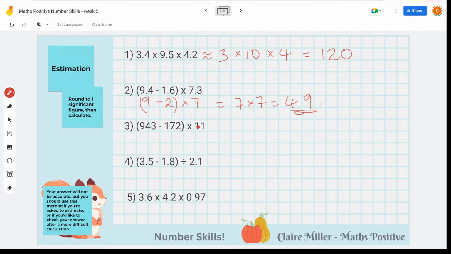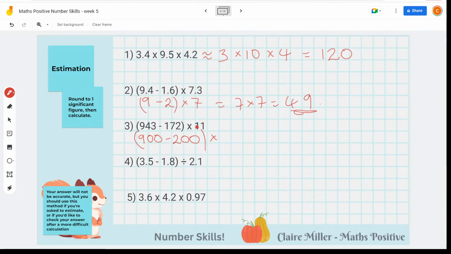What about this one? Ooh, this would take a while to do. 943. So to one significant figure, the first significant figure is the 9. The next digit, the decider, is a 4. So we need to round the whole number down. In other words, just cut off the 4 and 3 and replace them with zeros. So we're doing 900, and then we're going to take away to one significant figure. This one's going to end up being 200.